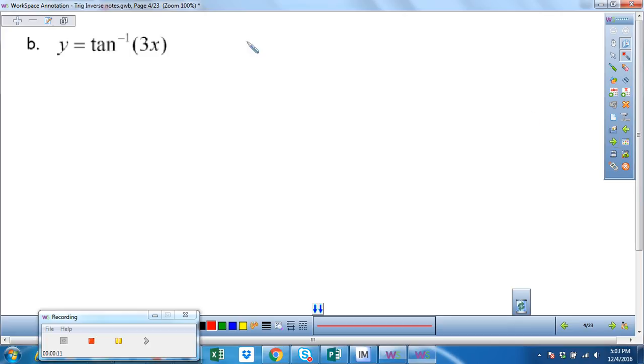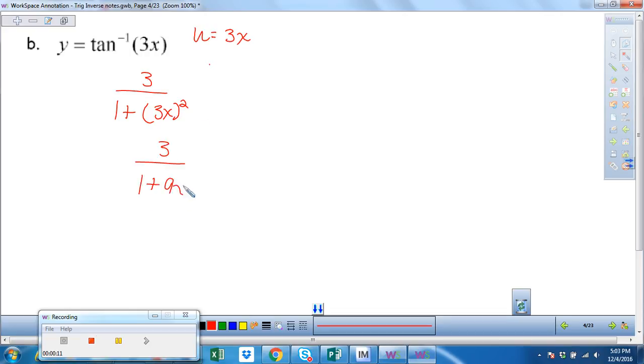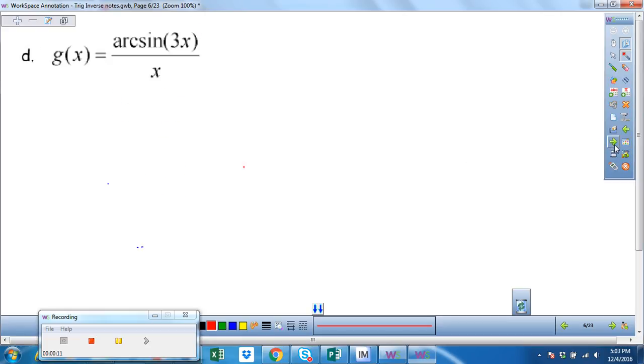Okay? The tan inverse of 3x. So u in this case is 3x. So it would be the derivative of 3x, which is 3. Let's go ahead and start with that. The derivative of 3x is 3 over 1 plus u squared. So that would be 3x squared. So we would write that as 3 over 1 plus 9x squared. So it's pretty straightforward. It's just memorizing the derivative.